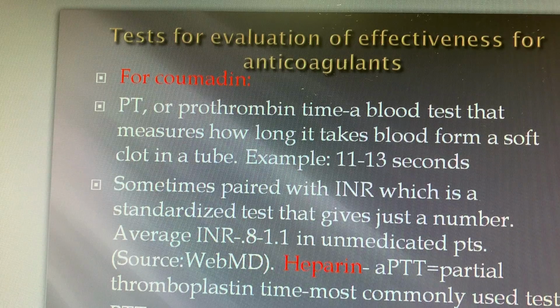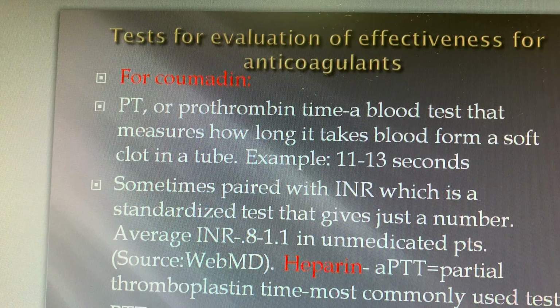Now, the prothrombin time is a blood test that measures how long it takes blood to form a soft clot in a tube. It doesn't take very long. Remember that blood that is interrupted in its circulation is blood that is going to clot. And so it only takes an average of 11 to 13 seconds for that blood to start firming up in a tube that doesn't have any additives.